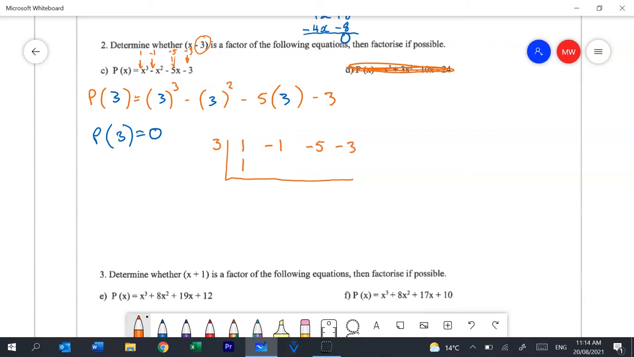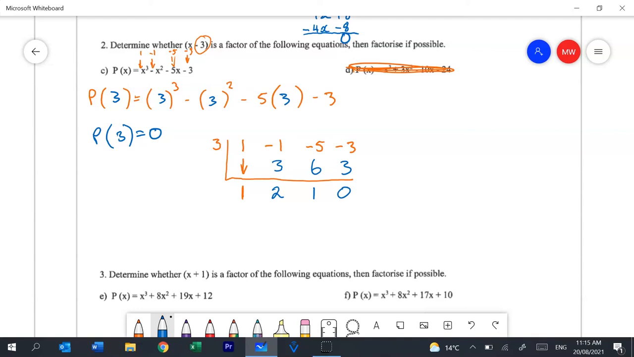And I'm going to grab that 1 and bring it down and begin. 3 times 1 is 3. Minus 1 plus 3 is 2. 3 times 2 is 6. Minus 5 plus 6 is 1. 3 times 1 is 3. And minus 3 plus 3 is nothing. The remainder of nothing. Excellent.